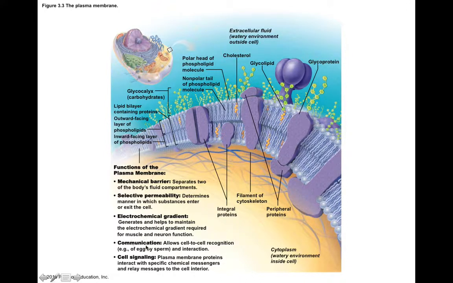Now, the plasma membrane also plays a role in communication because it allows for cell-to-cell recognition. That's where the glycolipids and glycoproteins would come into play, because these are like the name tags of your cell. And then it also plays a role in cell signaling, where membrane proteins can interact with different chemical messengers in the sense that they can act as a receptor to relay messages to the cell interior.